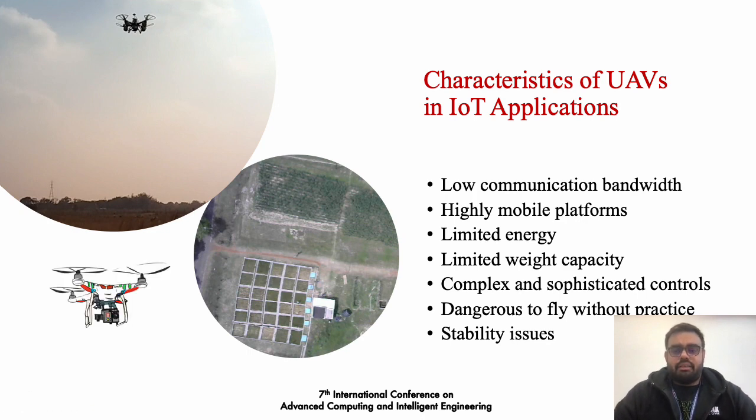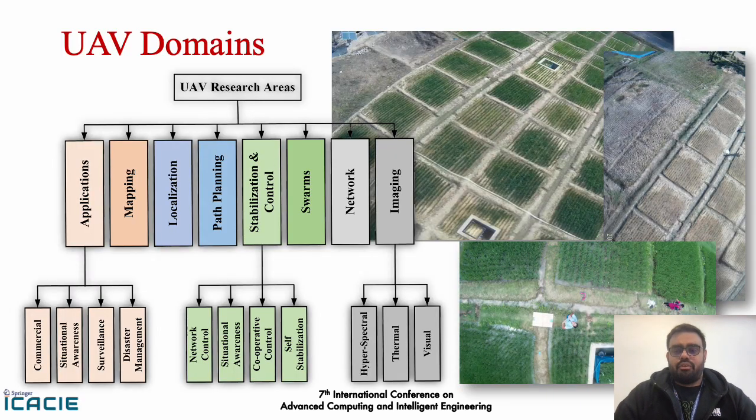Now if we characterize the list of UAV research areas, we see most of them can be grouped under the following 8 categories. They are UAV applications, mapping-based tasks, localization, path planning, stabilization and control, swarms, UAV networks, and UAV-based imaging. Within these, there can be multiple subdomains and sublevels. It's not directly pertinent to this talk, so I'll not cover those. But this is just a broad overview of what you can group under each of the tasks.